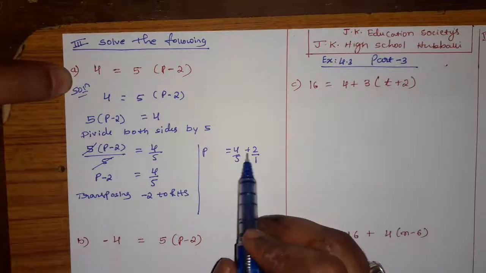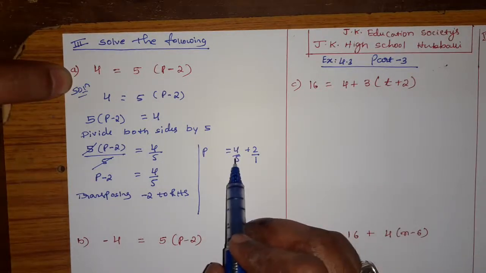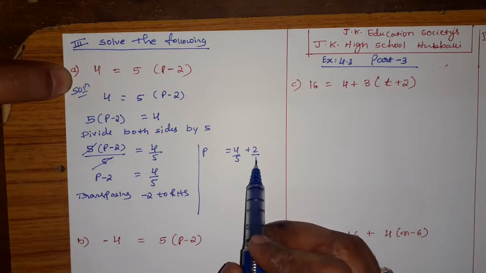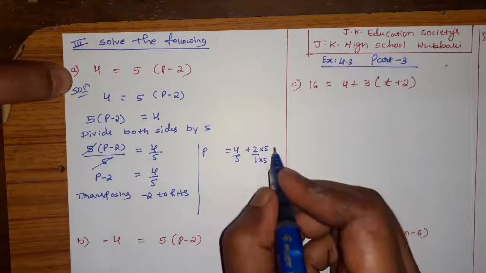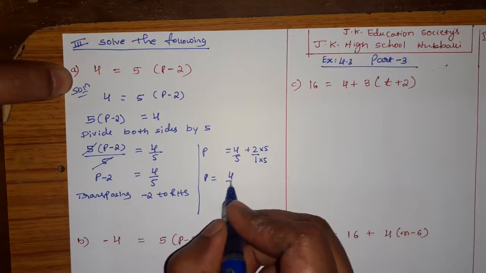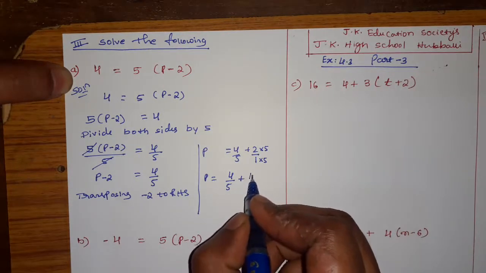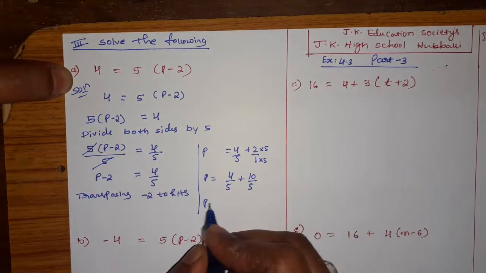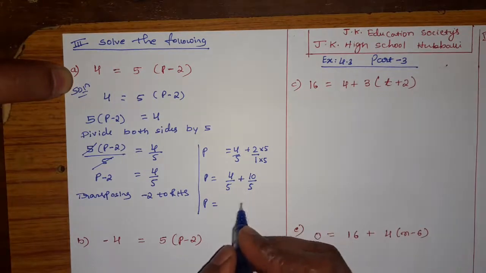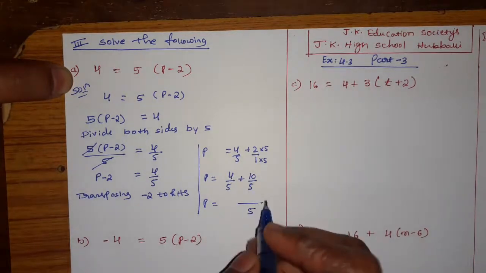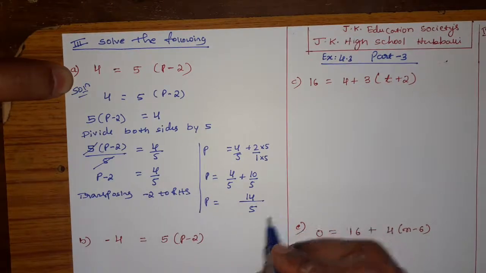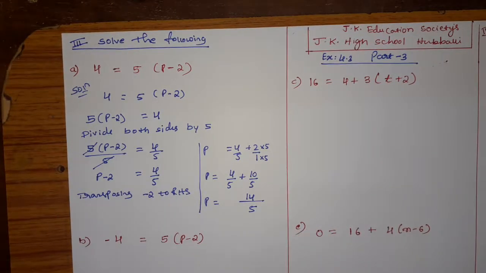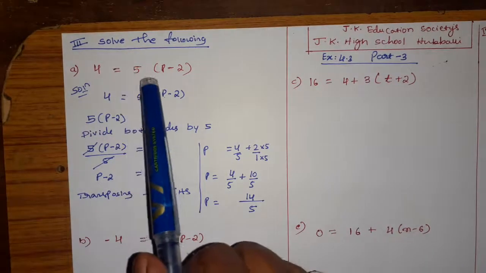Now to add these two fractions, the denominators are different. Here it is 5, here it is 1. Therefore I need to multiply by 5 here. Then it will become 4 by 5 plus 10 by 5. Both denominators 5 are the same, no? So directly 5. 4 plus 10 will become 14. So your answer is P equals 14 by 5, the solution of this equation.